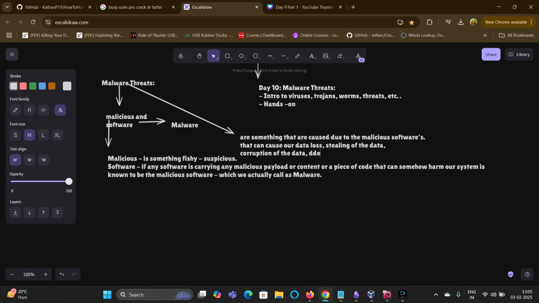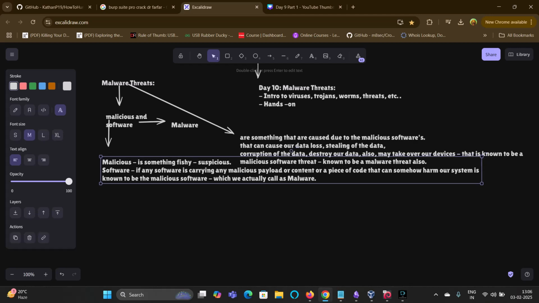Moving on further, it can also destroy our data, or you can say it may take over our devices. That is known to be a malicious software threat, known to be a malware threat also. So this is what a malware threat is stated to be.